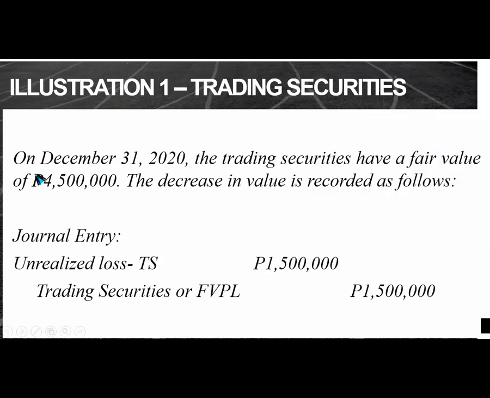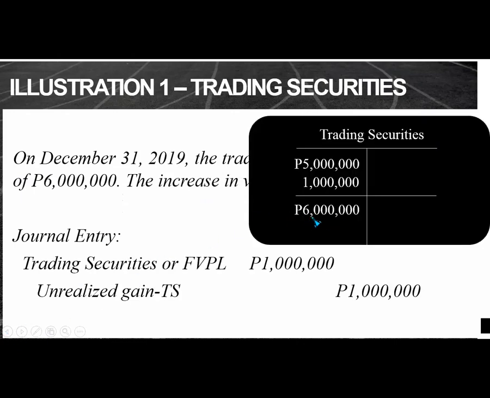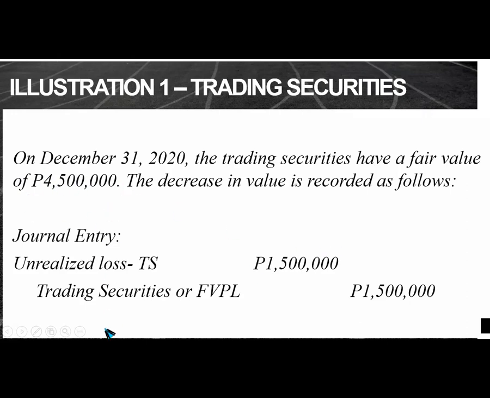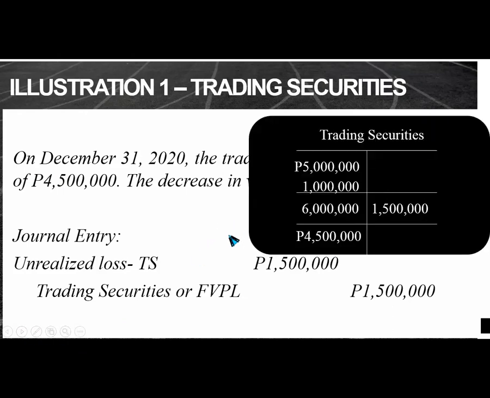Okay, so now what if pagdating ng December 31, ang trading securities daw have a fair value of 4.5 million. So magkano nga ba yun? From 6 million, ito yung 6 million natin, naging 4.5 million na lang. So anong nangyari? Ibig sabihin, bumaba ng 1,500,000 yung trading securities natin. So, we have to decrease our trading securities by 1.5 million.